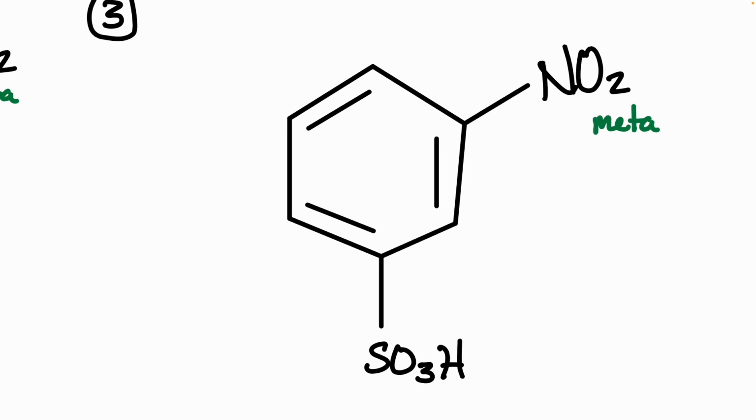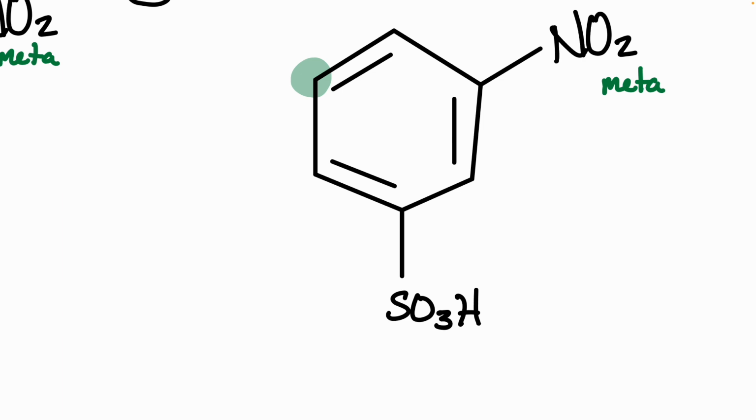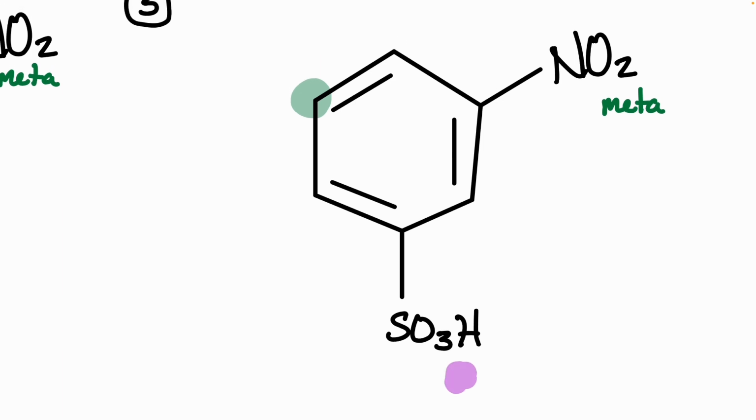So it wants to put the incoming substituent in the position that is meta to that nitro group, which would be right here. What is that sulfonic acid group? Ortho-para or meta-directing? This one's also meta. So where does that sulfonic acid group want the bromine to go? To the position that is meta to the sulfonic acid, or this position right here. So in this case, both of these guys are in agreement.